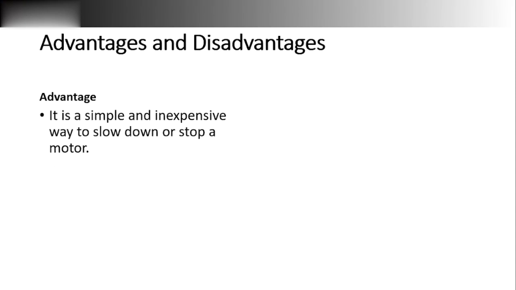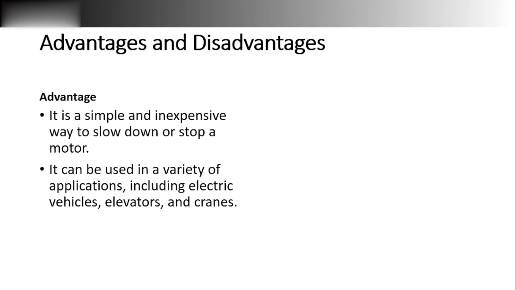Now, to talk about the advantages and disadvantages of AC dynamic braking, first the advantages. It is a very simple and inexpensive way to slow down or stop a motor, and it can be used in a variety of applications including electric vehicles, elevators, cranes, or even trains. It can provide a very high level of braking torque.